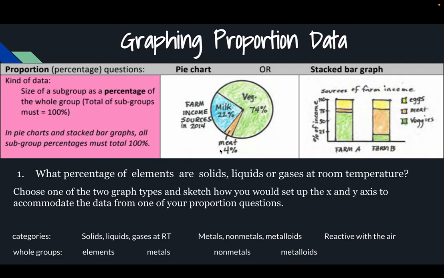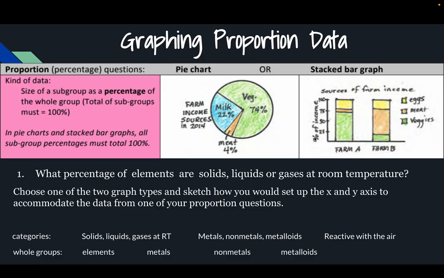Once you have that done, I would like you to sketch either a pie chart or a stacked bar chart showing how the whole is proportioned into groups. So if I were doing what percentage of elements are solids, liquids, or gases at room temperature, the whole circle or the whole bar would represent all of the elements, and then I would create a percentage for solids, for liquids, and for gases, and color those in my pie chart.